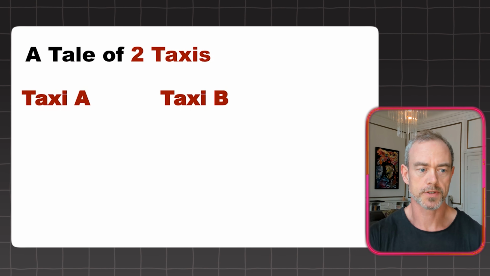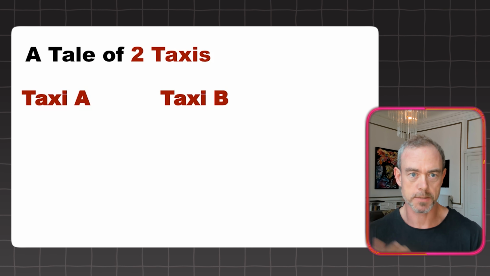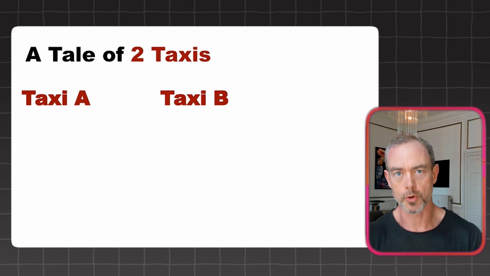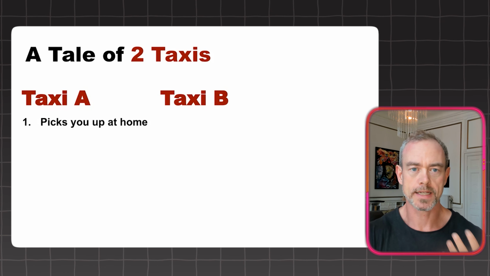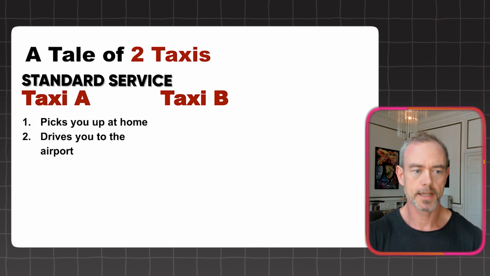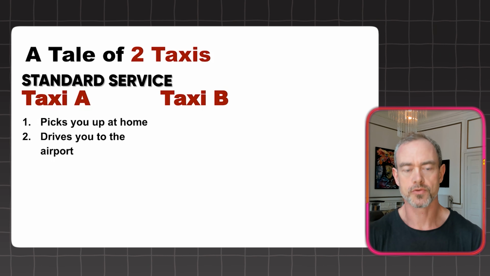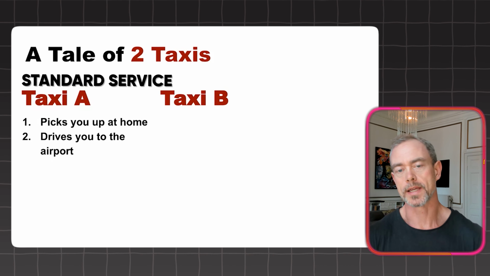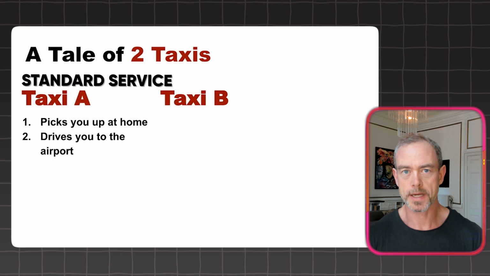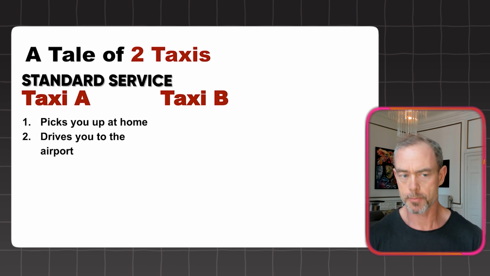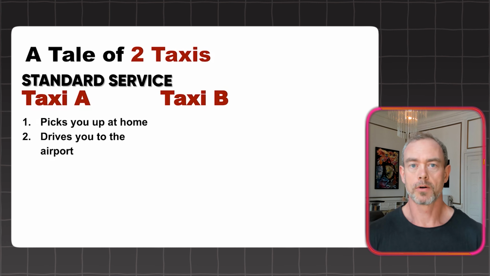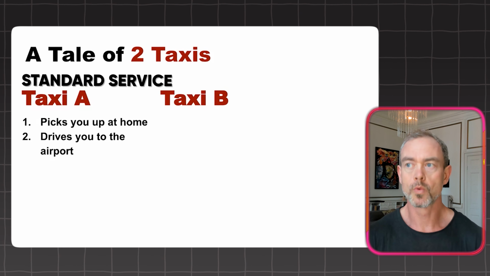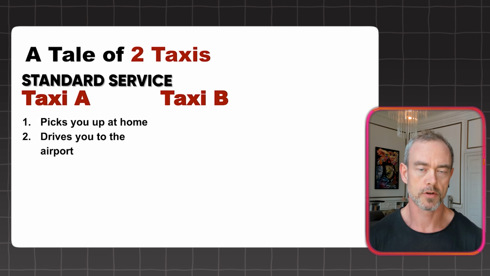So imagine that you have two taxi services. We'll call them Taxi A and Taxi B, right? So a taxi is a service, or an Uber, or whatever it is. Taxi A is what I would call a standard service. Taxi A picks you up at your home and drives you to the airport. That's it. That is exactly what you would expect from a taxi service, right? It's like, I need to go to the airport, I'll call a cab, they drive me to the airport. Done. 5 out of 5 stars, it did exactly what it was supposed to do, what I intended to, let's say, hire the service for.